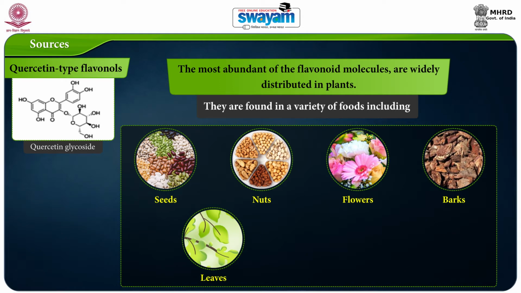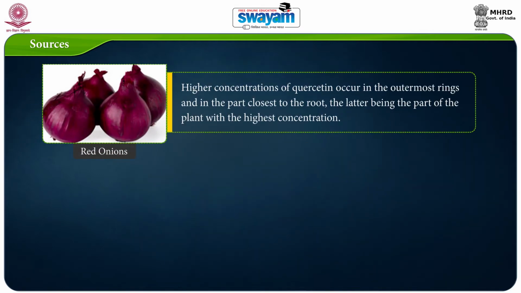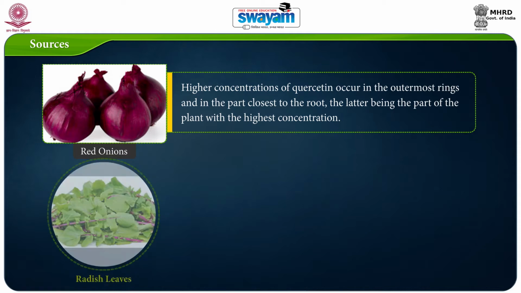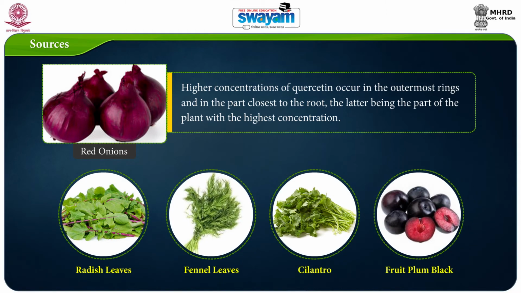Quercetin is also found in medicinal botanicals like ginkgo biloba. In red onion, a higher concentration of quercetin occurs in the outermost ring and in the part closest to the root, the latter being the part of the plant with the highest concentration. Quercetin is also present in radish leaves, fennel leaves, cilantro and fruit like plum.